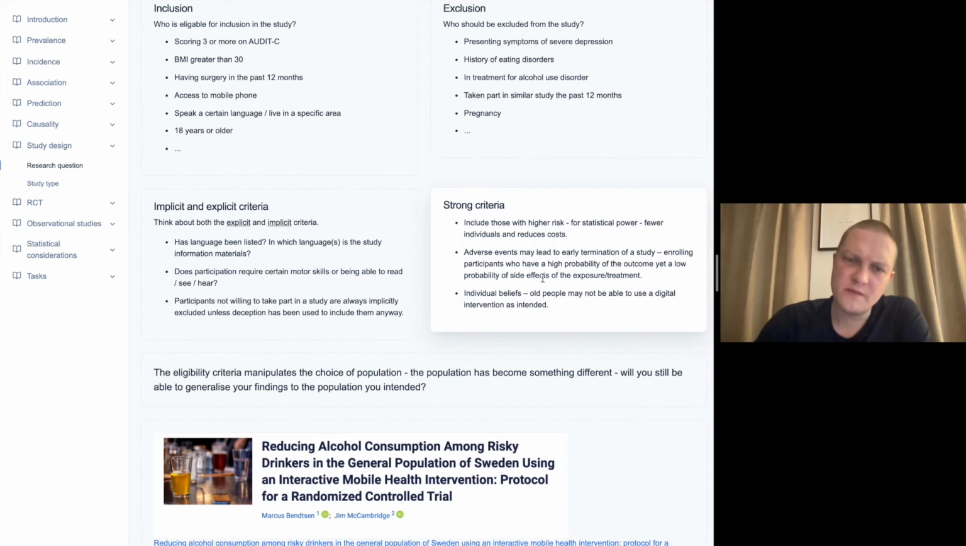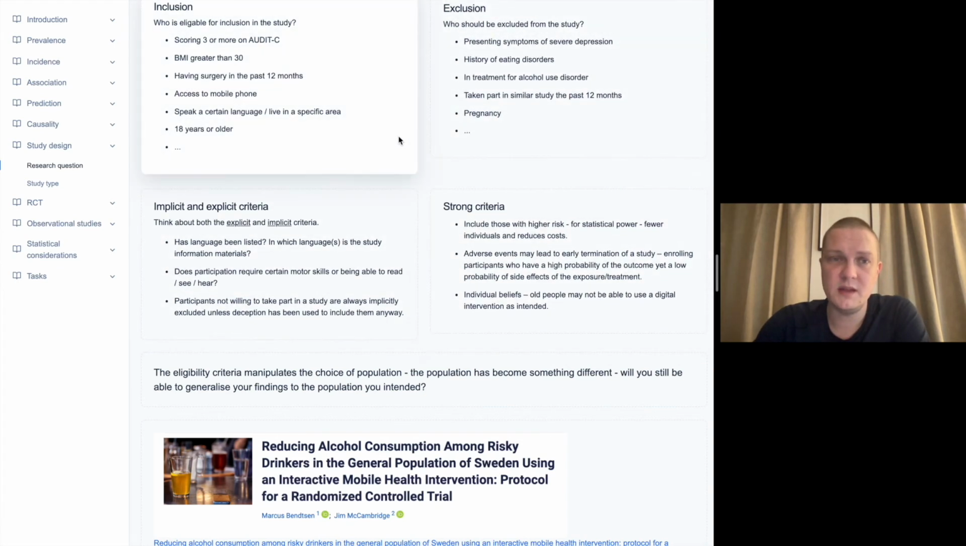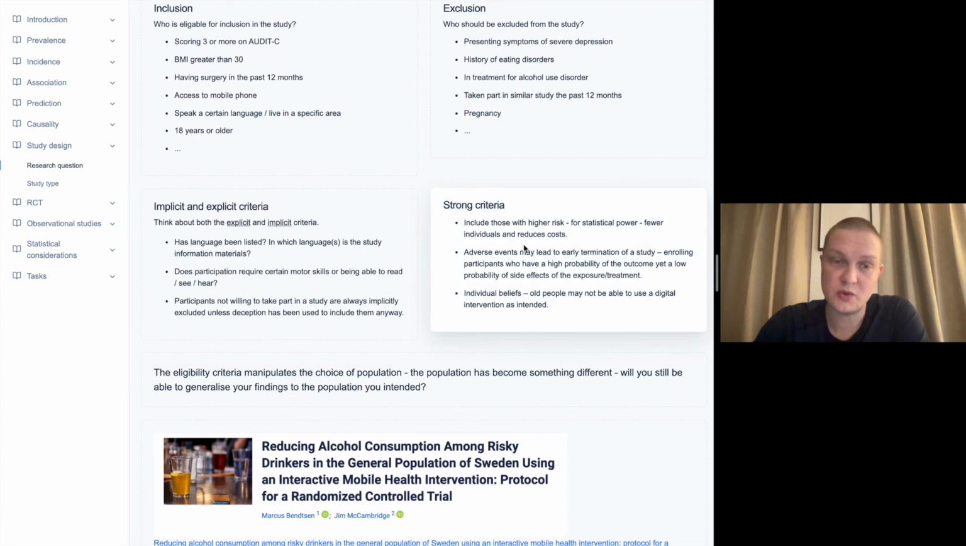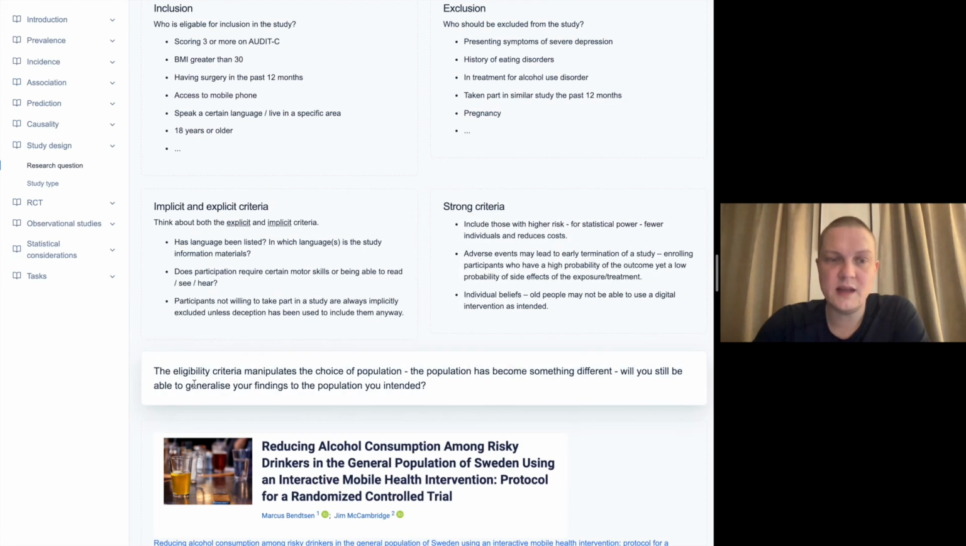The problem with very strong criteria, and in fact the problem with all of these, inclusion, exclusion, any type of criteria, but specifically with strong criteria, is that the eligibility criteria manipulates the choice of population. The population you've decided on has become something different. They're very much a selected population. And the question is then, will you still be able to generalize your findings to the population you intended?